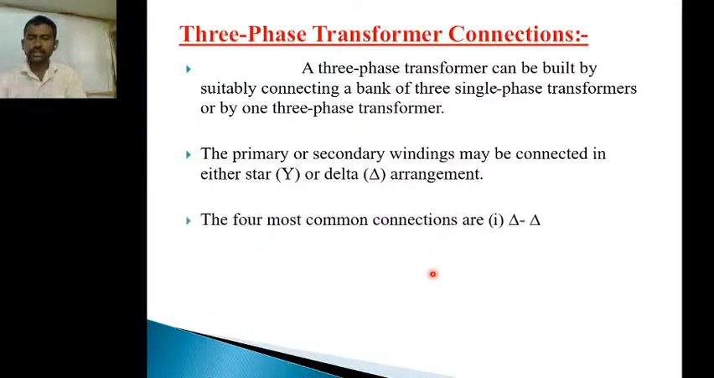So what are those four ways? Delta delta connection, star star connection, star delta connection, and delta star connection. So first we go for the delta delta connection.